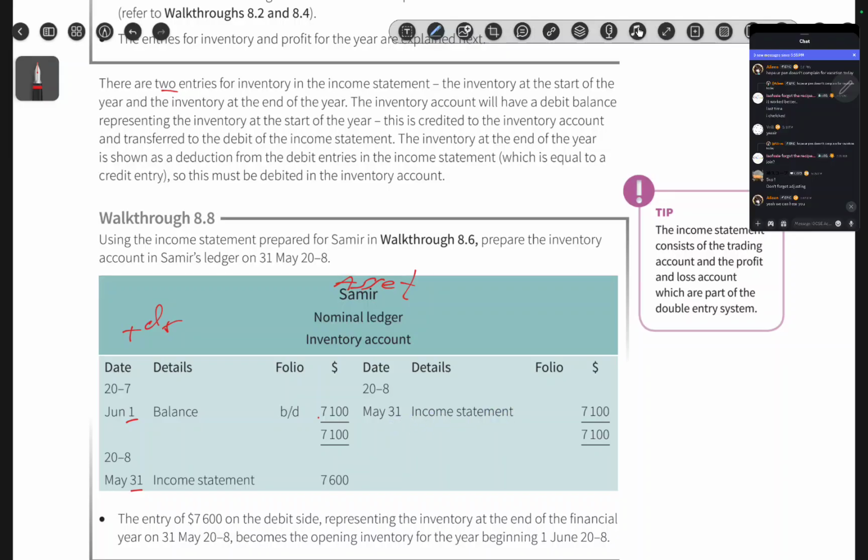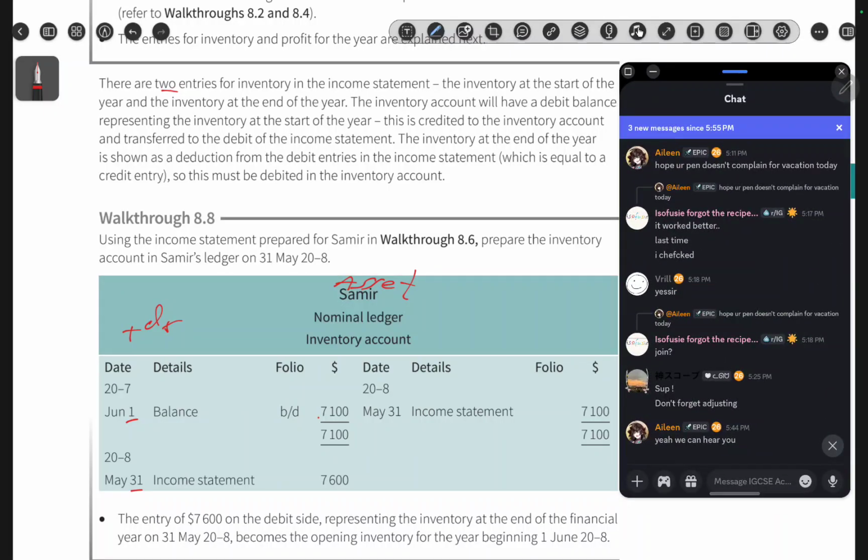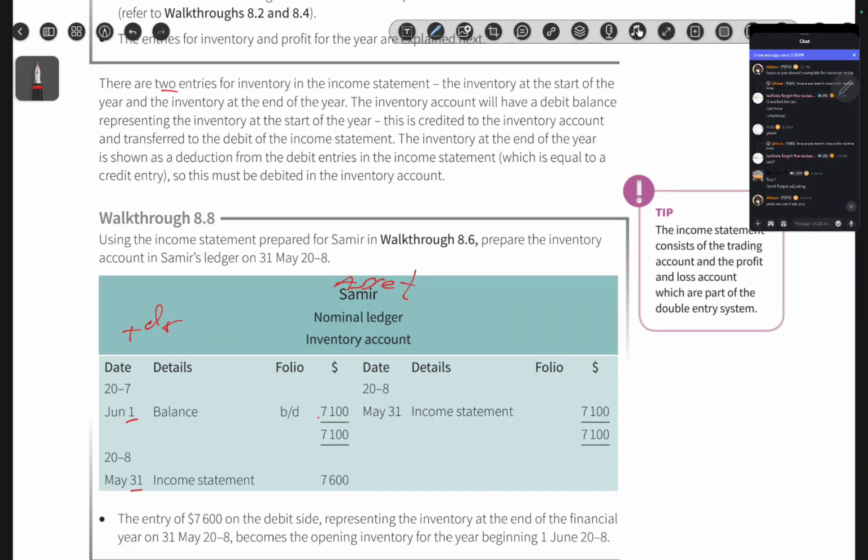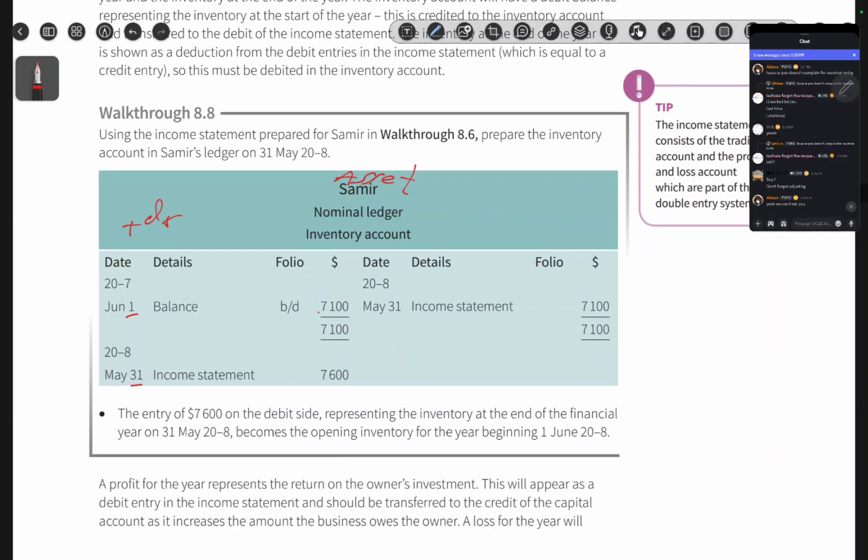You don't prepare the income statement for the whole year at the first day because you need the expenses and everything for the whole year. You can't just assume that you will have this much expenses, right? You need to have a record. So that's why the income statement is prepared at the last. And this is also transferred at the last. And then this is also closing inventory. When you calculate your inventory, you just transfer it.